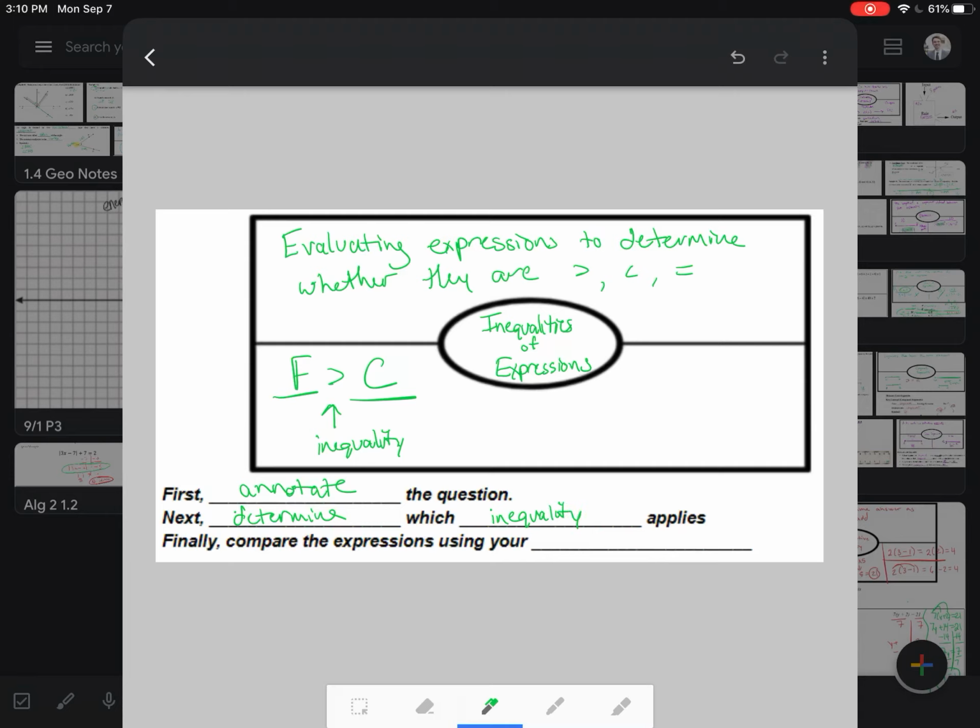So after reading about Fahrenheit and Celsius and basically evaluating both of them, I was like, okay, I know for sure Fahrenheit is greater, so greater than was my symbol. And then finally, compare the expressions using your inequality. So that's your last step, just making a general statement.